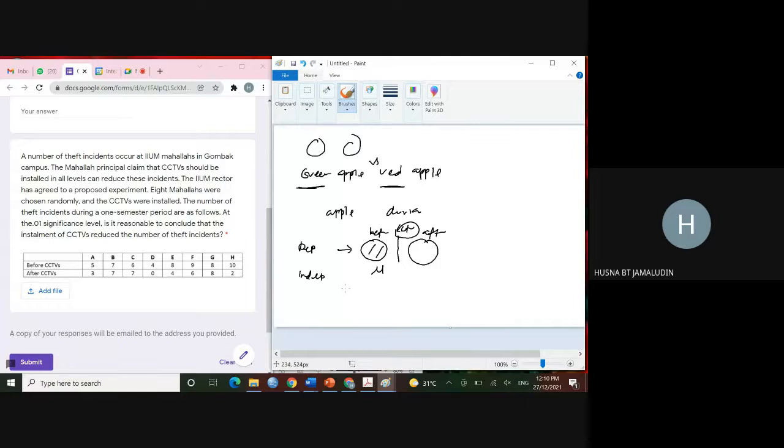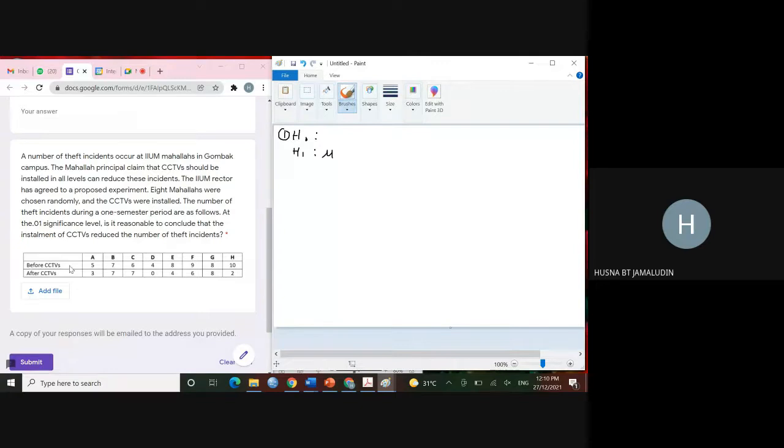For example, you are comparing what? Yeah, this is the green apple, right? So comparing two different things. We will look at the example soon. Okay. So now you know that because you have the before and after, you are talking about the same sample, but you have the intervention of CCTV, so you consider it as dependent.